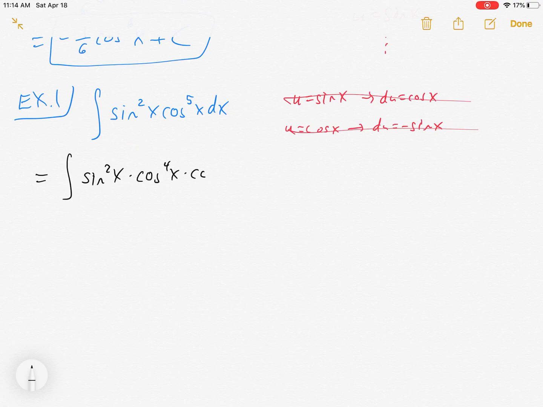And which one should I make a single? Should I do sine x, cosine fifth? You'll see why, but I'm going to actually make the single one my cosine x. So that's the same thing, right? I just pluck a cosine x out of cosine of the fifth, and now it's that desired single.